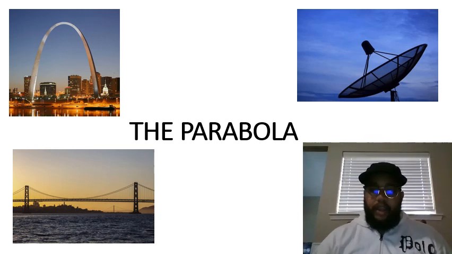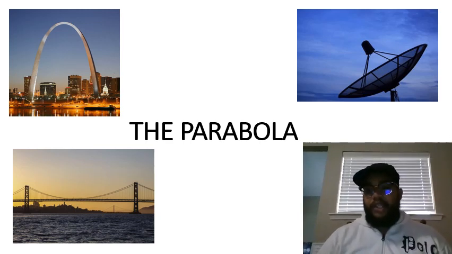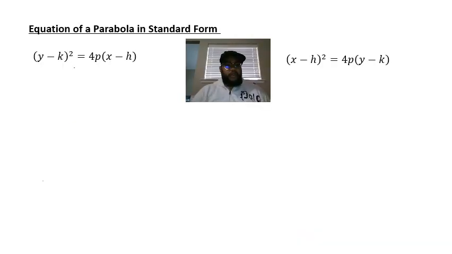Alright, today we are looking at the parabola, which is a conic section. I'm going to be introducing this parabola. The equation of a parabola in standard form will come one of two ways. You'll either have (y − k)² = 4p(x − h), or you'll have (x − h)² = 4p(y − k).